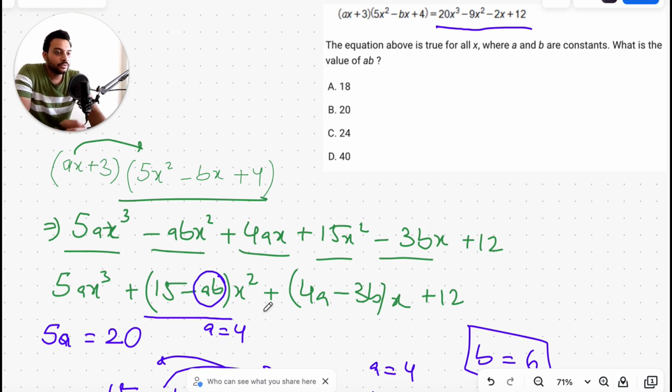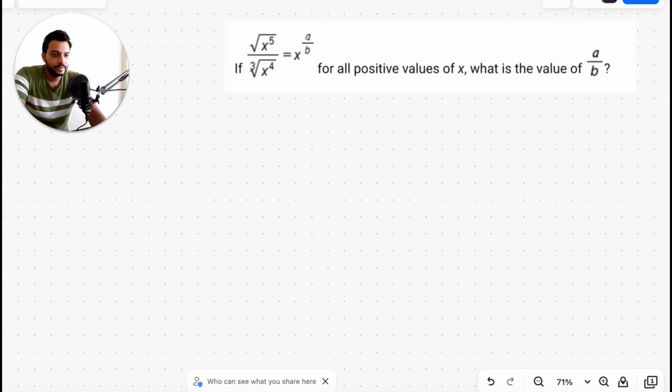Since I'm doing all the questions live, I haven't seen them before, so that I do them the natural way, and I can also guide you with the mistakes that I make when doing it naturally, so that you don't repeat the same mistakes in the test. Okay, so the value of ab is 24, which is option C for us. Cool. Let's see the next question.